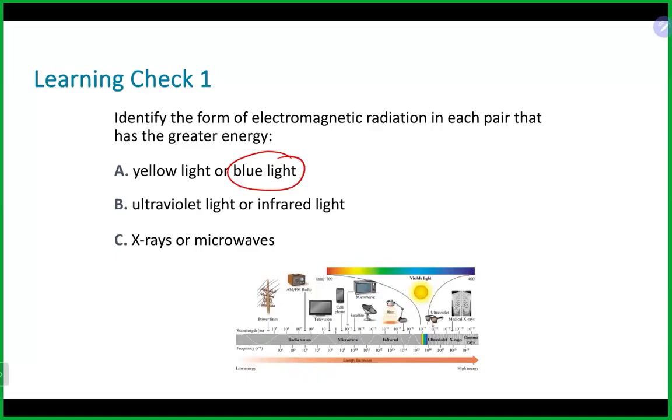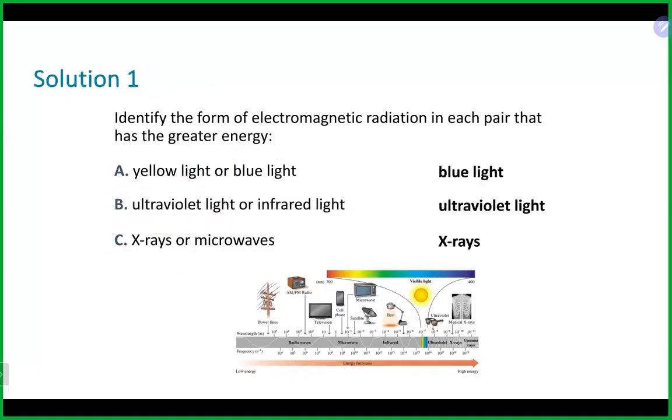Ultraviolet versus infrared. Yeah, again, that is right next to X-rays and all that, right? So that definitely is going to be higher. And X-rays versus microwaves. Yeah, again, you don't need the lead vest to cook your pizza, so you're all right. Any questions on any of those?